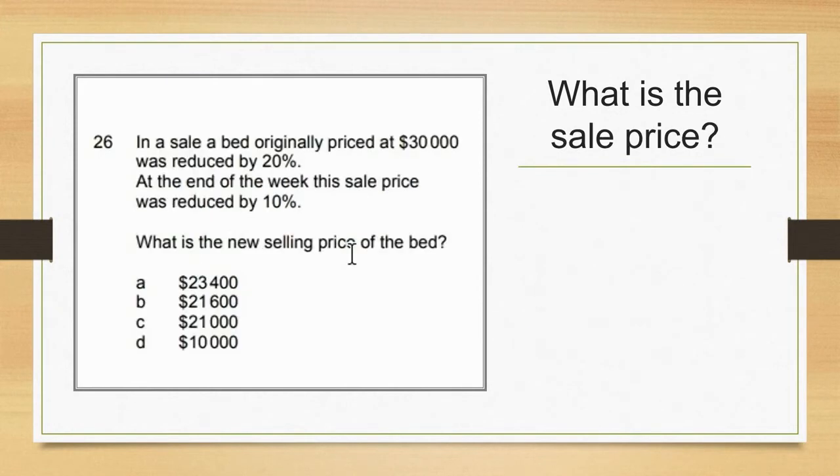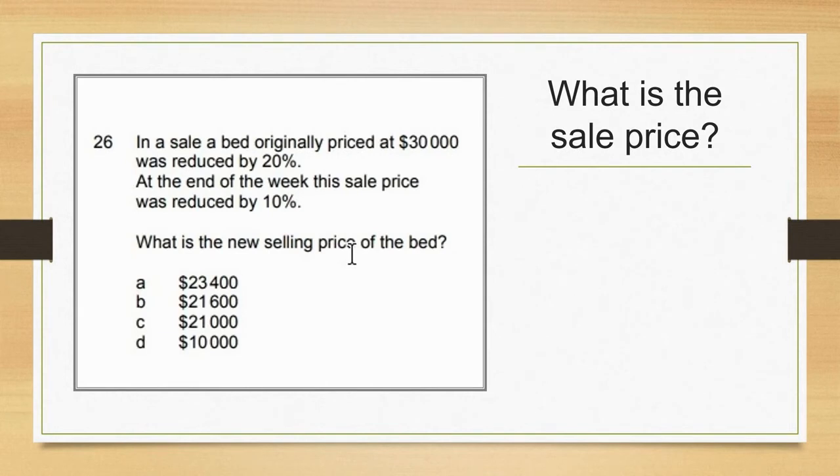All right, so let us look at the next one. In a sale, a bed originally priced at $30,000 was reduced by 20%. I hope you remember what the term reduce means. If you reduce something, you would have taken something away from it. So if it is a sale, obviously you're going to pay less for it. So the first part of it is that it was reduced by 20%.